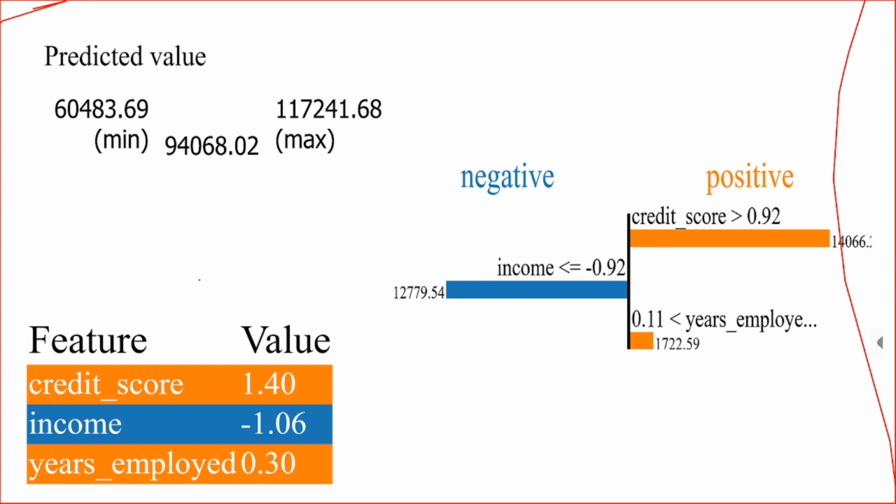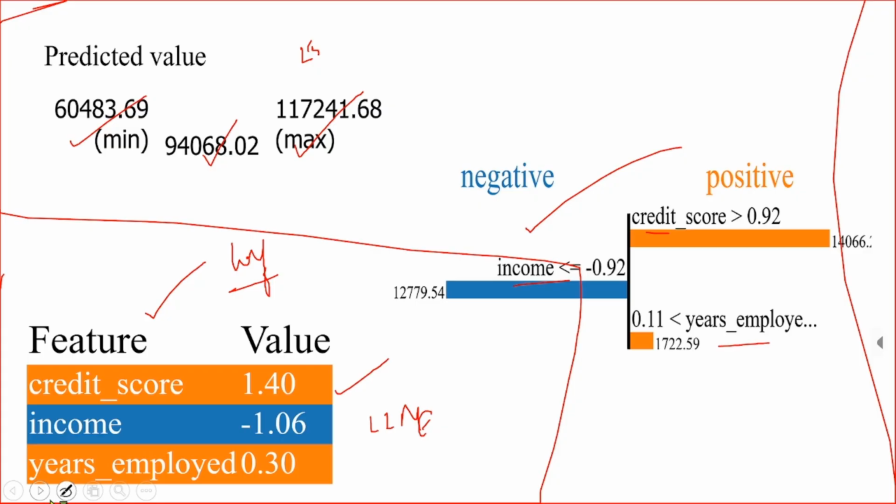From here, you can understand that for that particular 25th index, this is the minimum value of the output, this is the maximum value, and this is the actual answer you have. Then you also see the impact of different attributes: credit score, income, and years employed. You had coefficients before, but now you have a LIME value. It's not coefficients to be honest, but a different value. This is how LIME works.